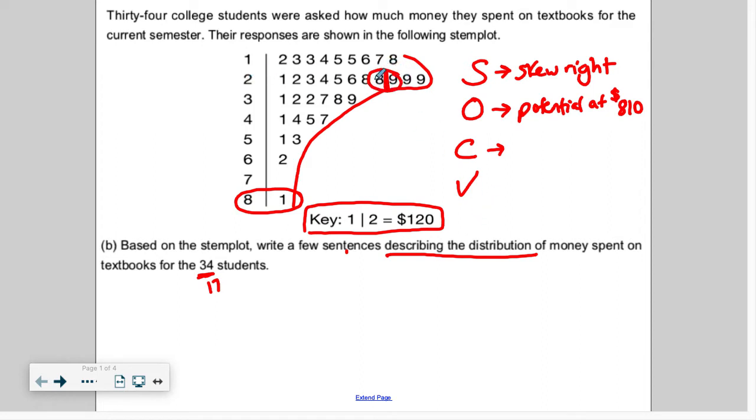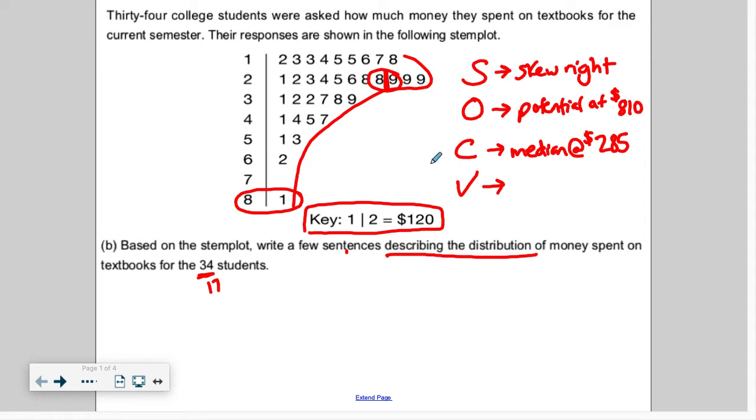These are the two values I need to average together. So 280 and 290, that means I have a median at $285. Again, make sure you're using that key because if you said 28.5, you're not going to end up getting full credit. All right, and then finally that V for variability.